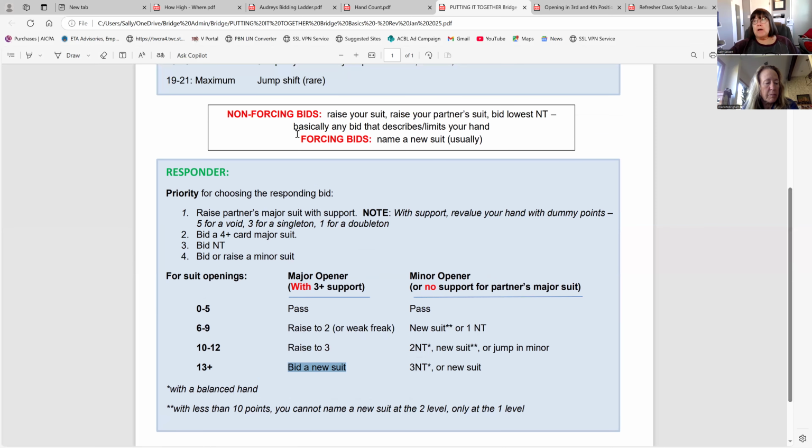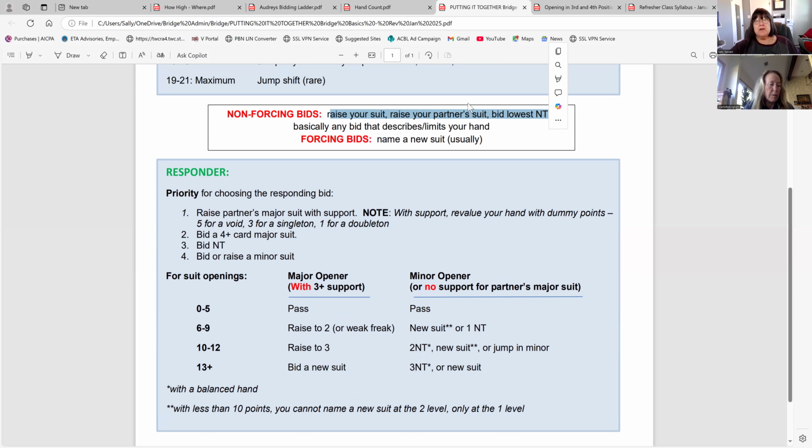It's easier to remember what non-forcing bids are, which is a raise of your partner's suit, or the lowest no trump. Any of those are non-forcing. Those are the non-forcing bids. Generally, any other bid is forcing, and that's usually a new suit.